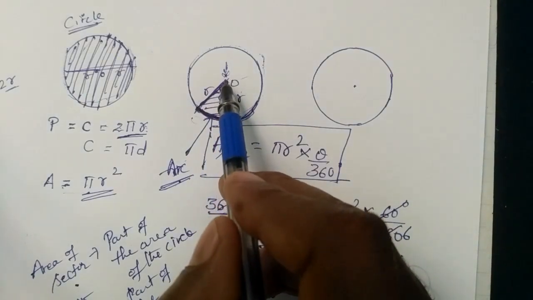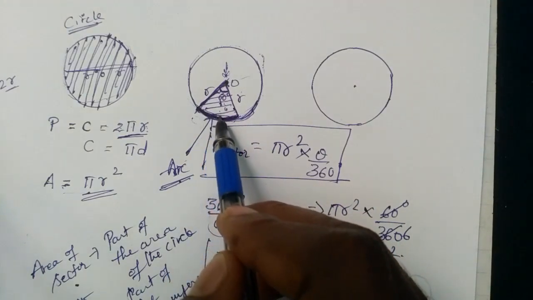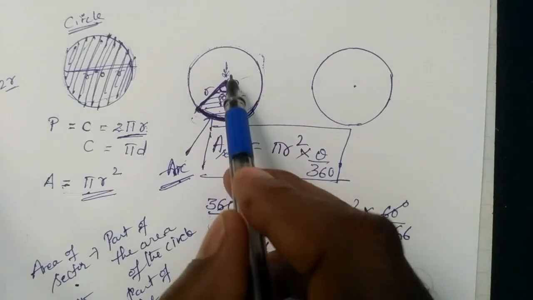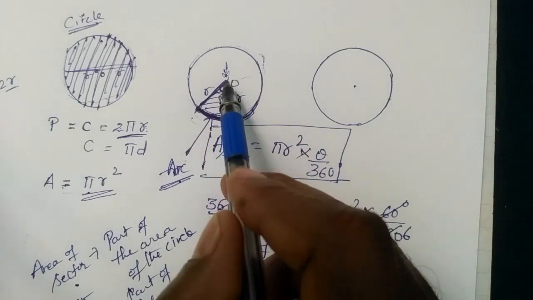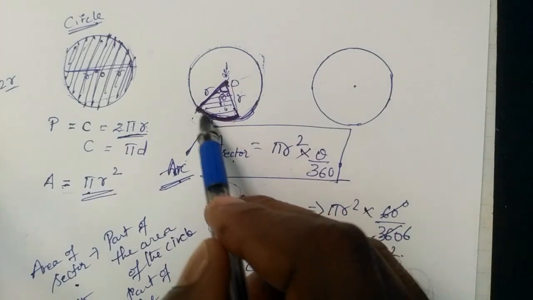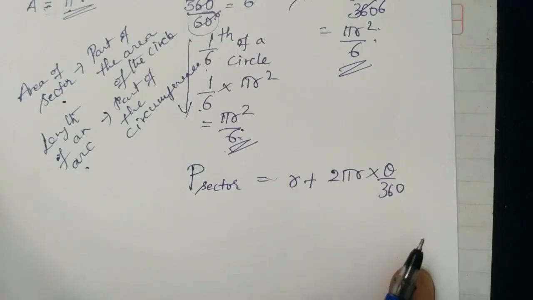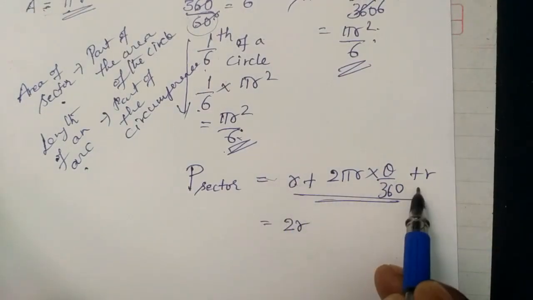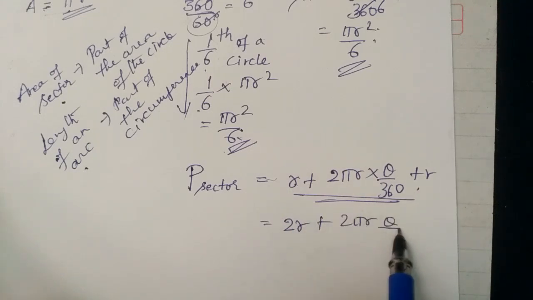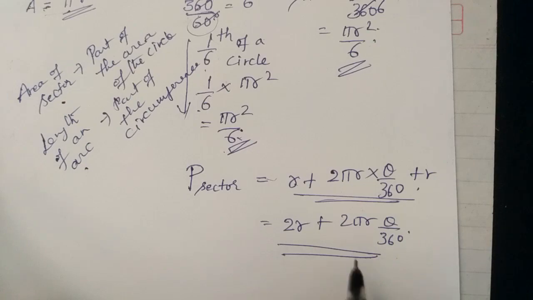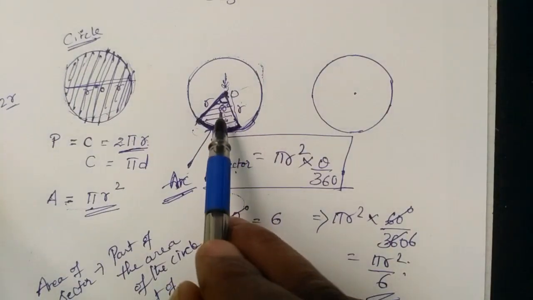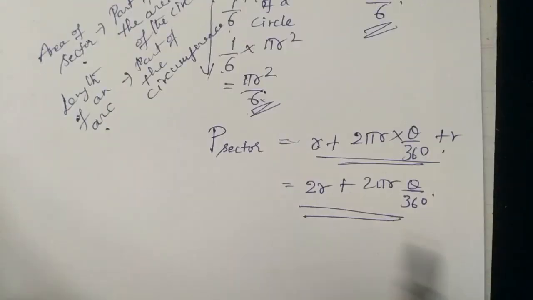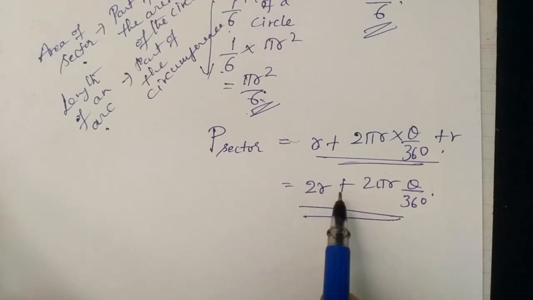When I start from here, I walk r meter. This is part of the circumference, that is 2 pi r into theta by 360. Again I have to go, because where you started the journey, you have to reach the same point. So I walk r again, and I have to add one more r. So the perimeter of the given sector is r plus r plus 2 pi r theta by 360. This is the formula to find the perimeter of the sector. Area of the sector is pi r square into theta by 360. Perimeter of the sector is 2 pi r into theta by 360 plus 2 r.